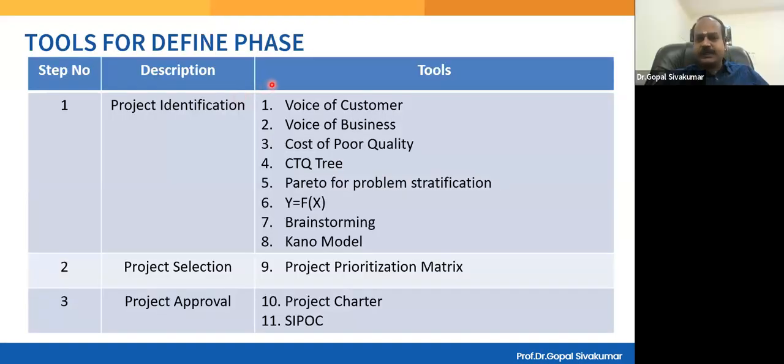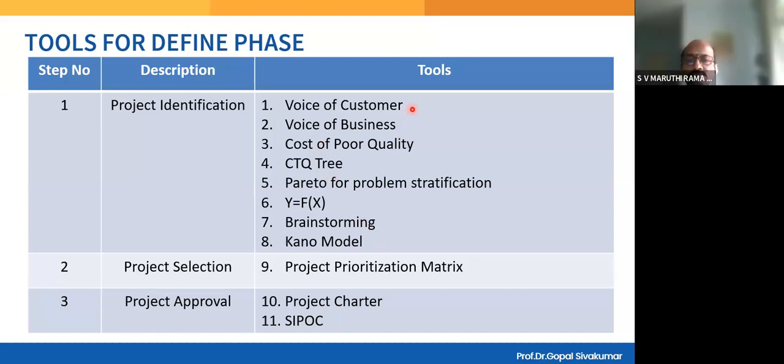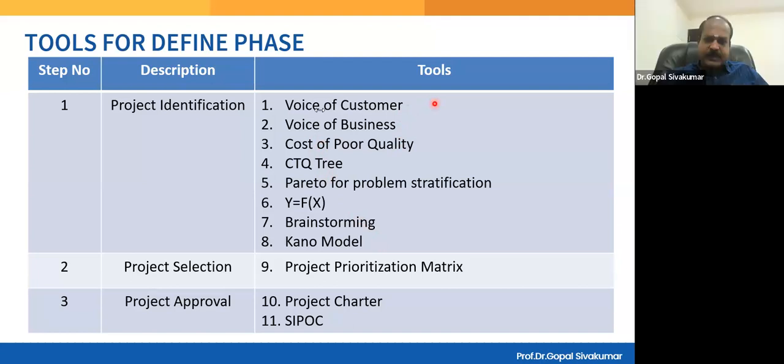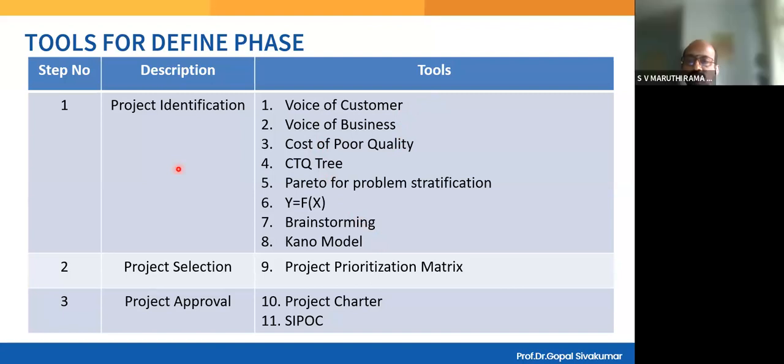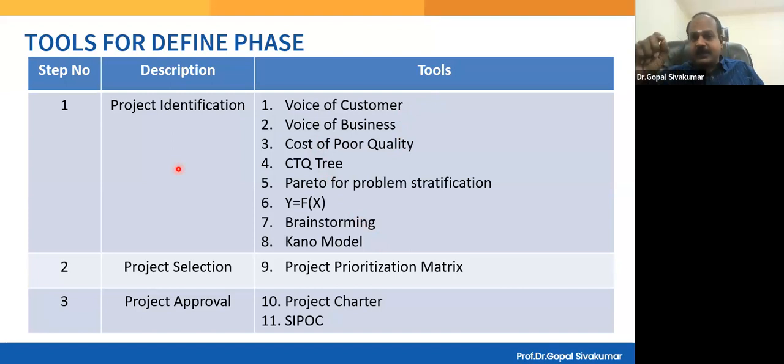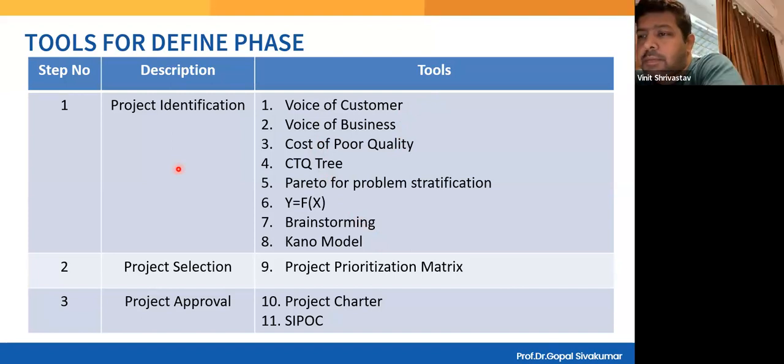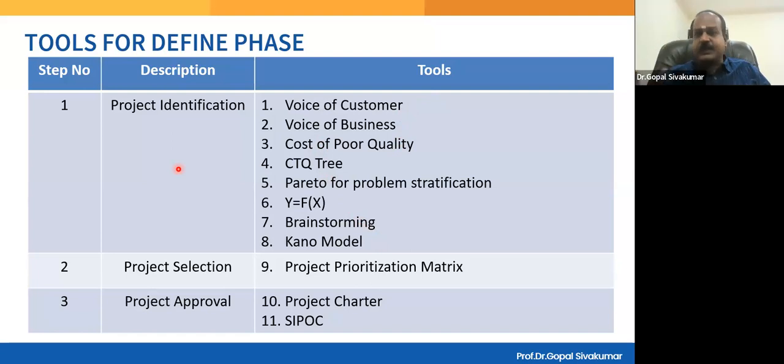So project identification tools, they are listed here. We are going to learn them one by one. Some of them we already spoke about. Are you clear with voice of customer? Please confirm. Yes, sir. And customer, can an employee be a customer? Yes, internal customer. If he is a process owner, if he receives his input from the previous process, then he should be called an internal customer.